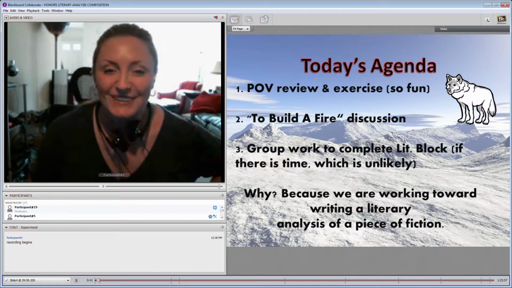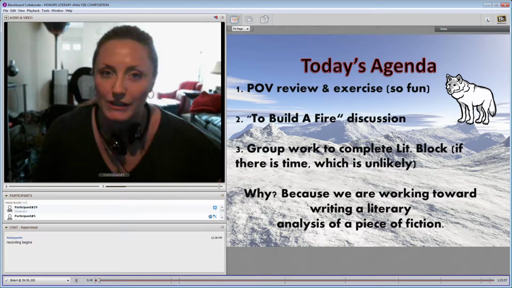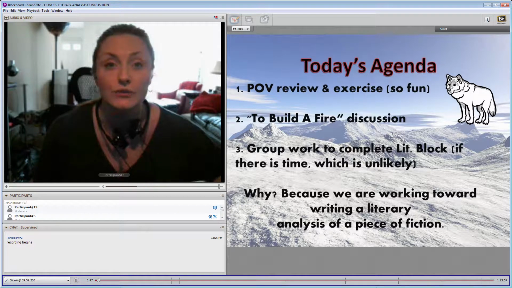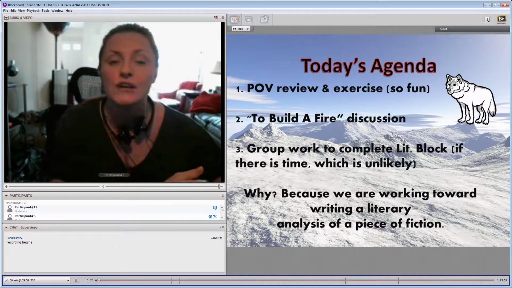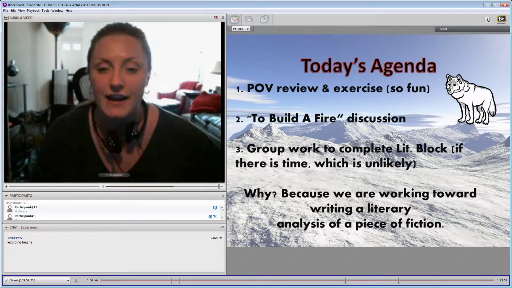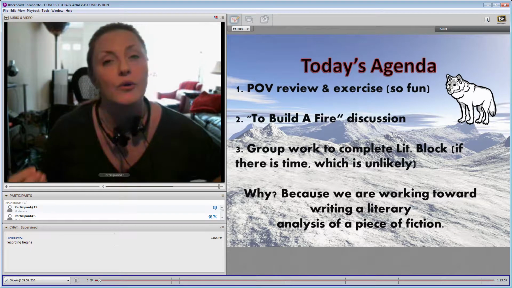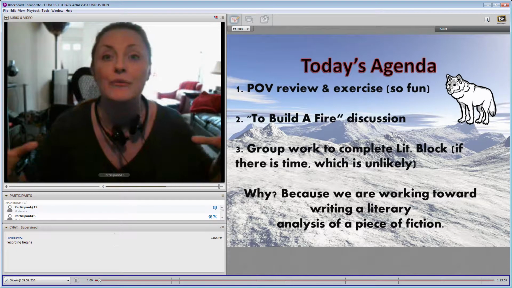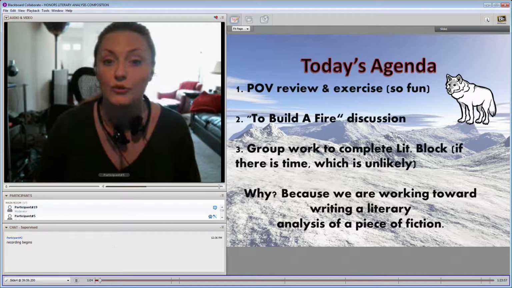And yes, for today's class, I do have my fire going, the largest one that I can muster here on camera. And then if there is time, and I honestly don't think there will be today, we do need to do a literature block for this because we are moving towards writing a literary analysis. We've already discussed all of the ingredients that go into a literary analysis, but now we need to put it all together, and that's why we're using those literature blocks on the Google Drive.